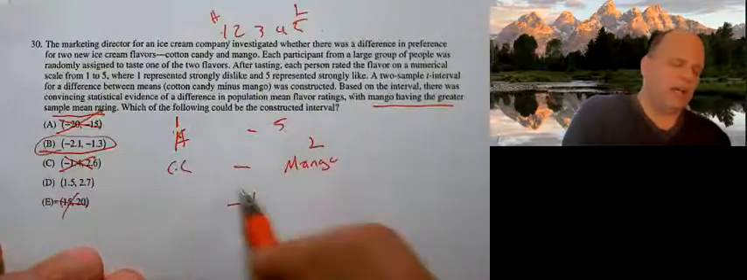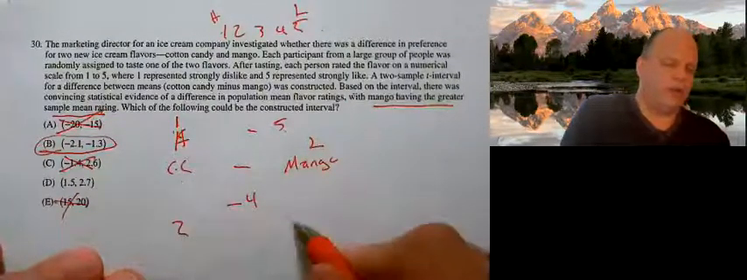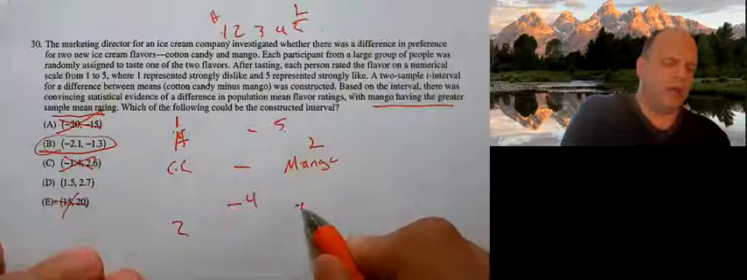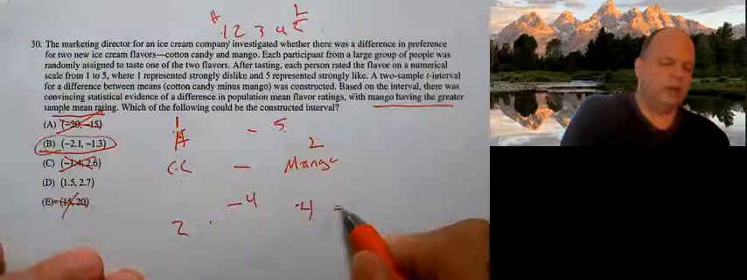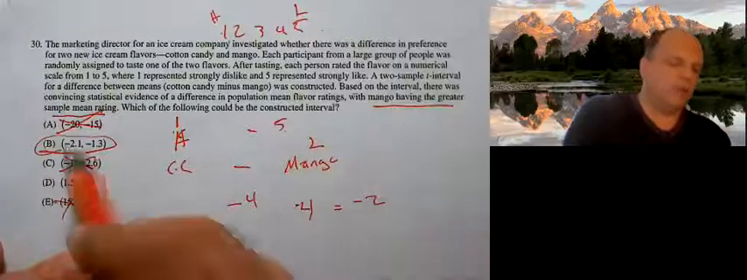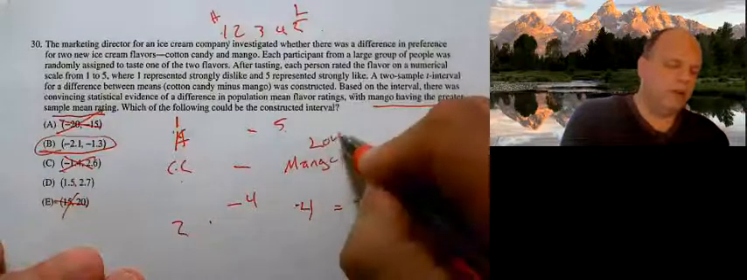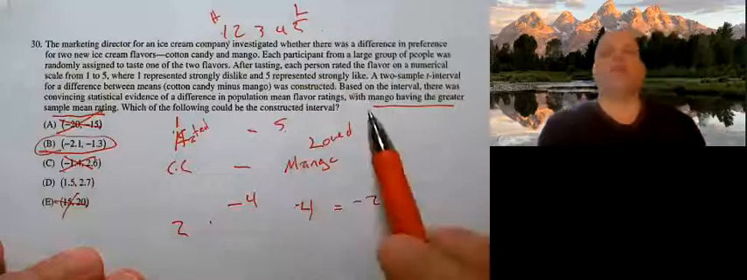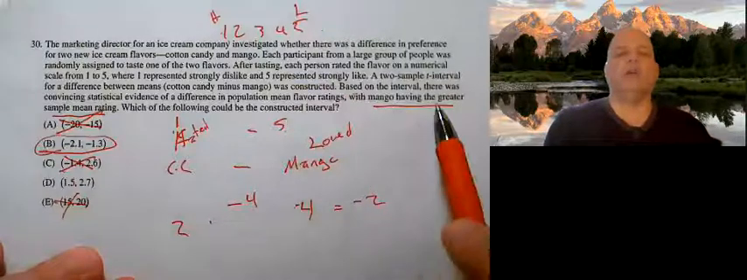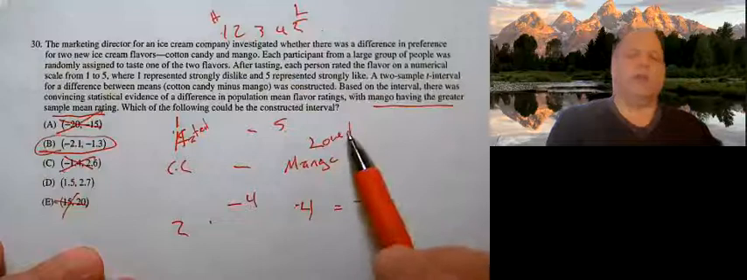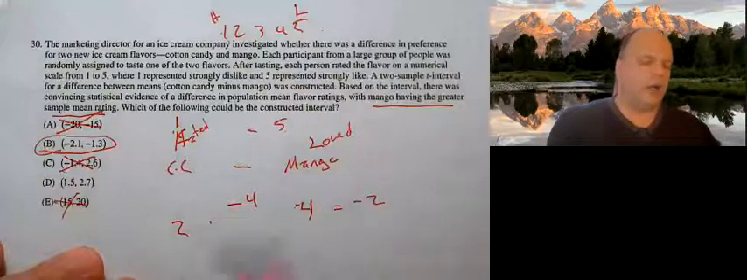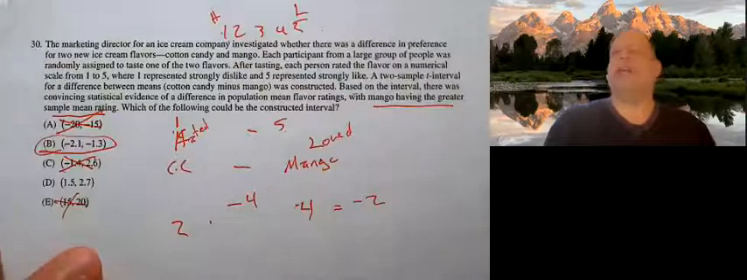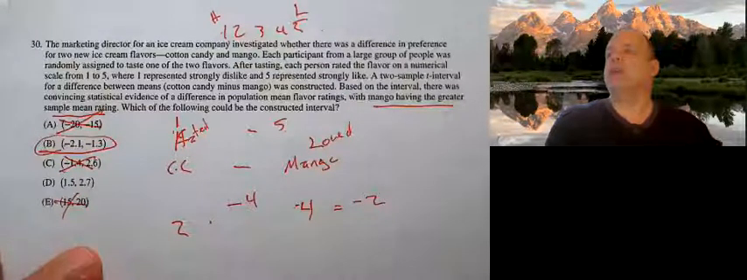And you're like, well, that's not right. And I said, well, what if this was a 2 and this was a 4? 2 minus 4 is -2. Once again, the mango we loved and we hated the cotton candy. And they told us that we preferred mango. Mango had the greater sample mean. So this had the greater average. So this value had to be larger than this one, but this was our subtraction order, and we ended up getting negative values. All right, that ends this video.